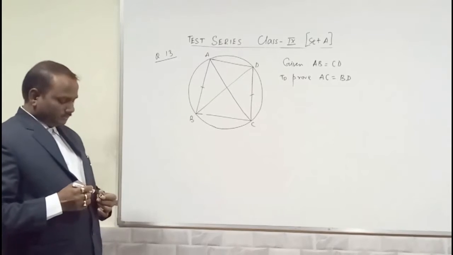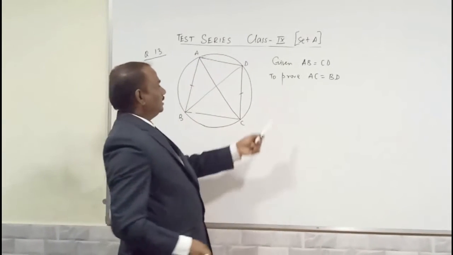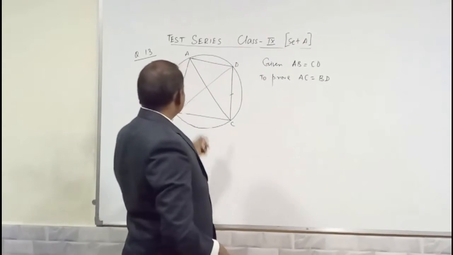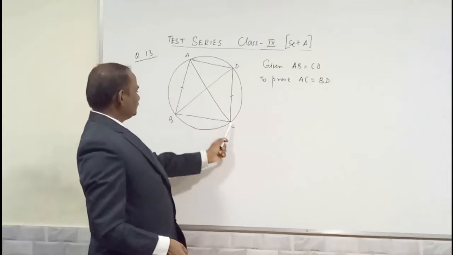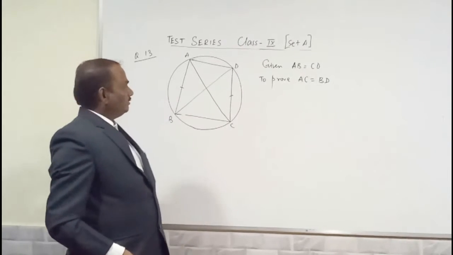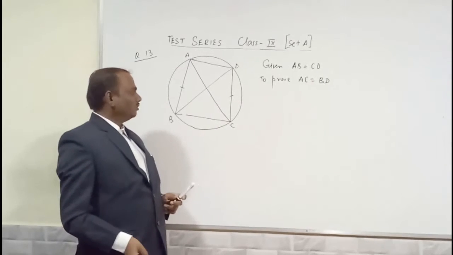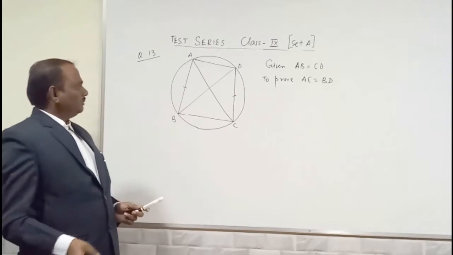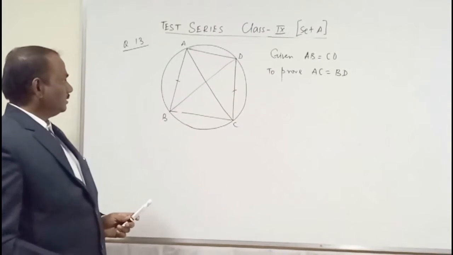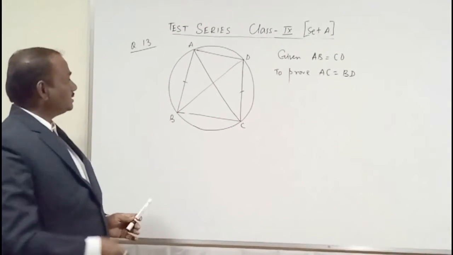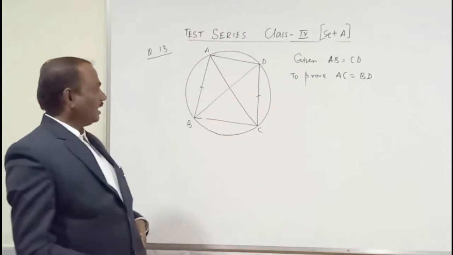Now question number 13. In this question it is given that A, B, C, D are lying on the circle. AB is equal to CD as it is marked over here, and we are required to prove AC equal to BD. Now, whenever you come across a situation, the first thing that comes in your mind is to go for congruency of triangles. But this sum can be done in a much easier manner without the help of congruency. We will use a property. Property is equal chords have corresponding equal arcs.